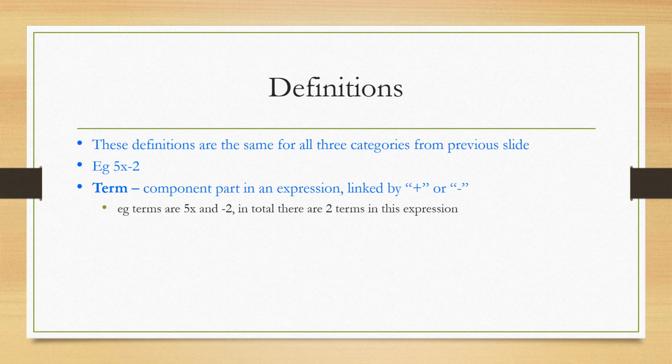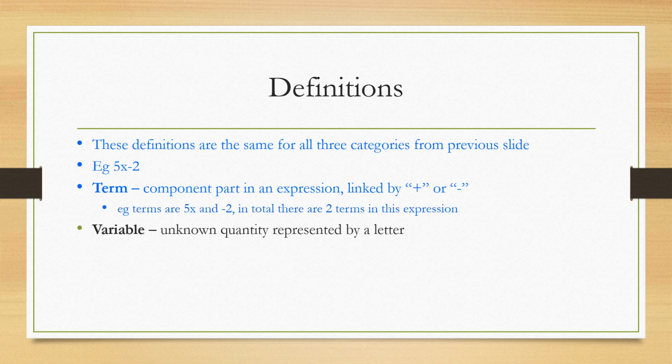When someone says terms, don't say the terms of this expression are 5x and 2. No, that would be wrong because you have 5x and you have a minus 2. You don't have a plus 2. If you say just 2, that would mean plus 2. So that would be a different thing.